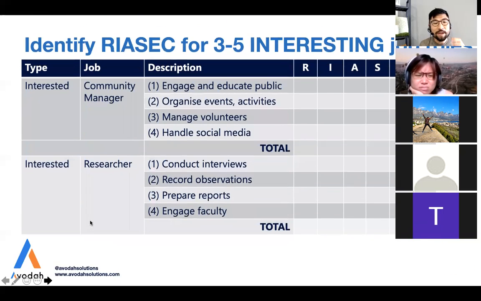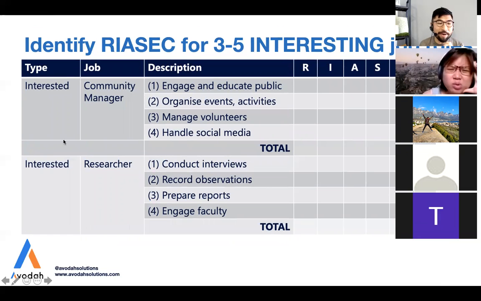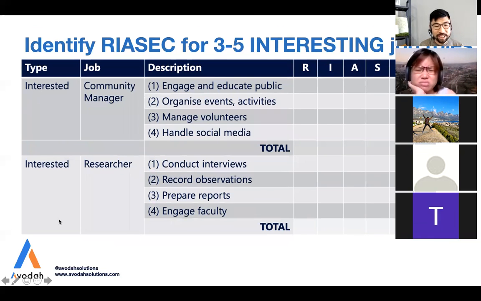So for interesting jobs, which are not your current role, you do the same thing also, all right? The same matching. I'm not going to repeat myself here, but this time around, what you do is you pick out 3 to 5 interesting job roles for you. So in this example, I'm picking out 2, community manager and researcher. And I listed down some of the things that they do. And of course, I'm going to do the same thing.